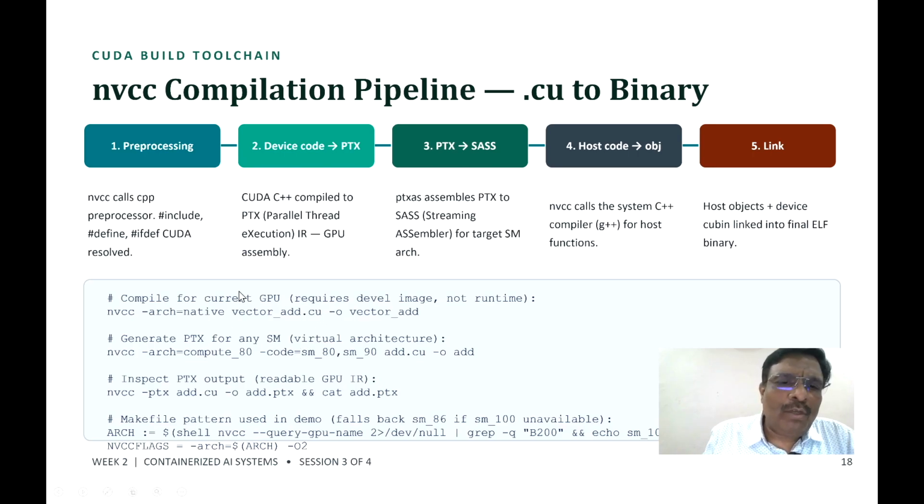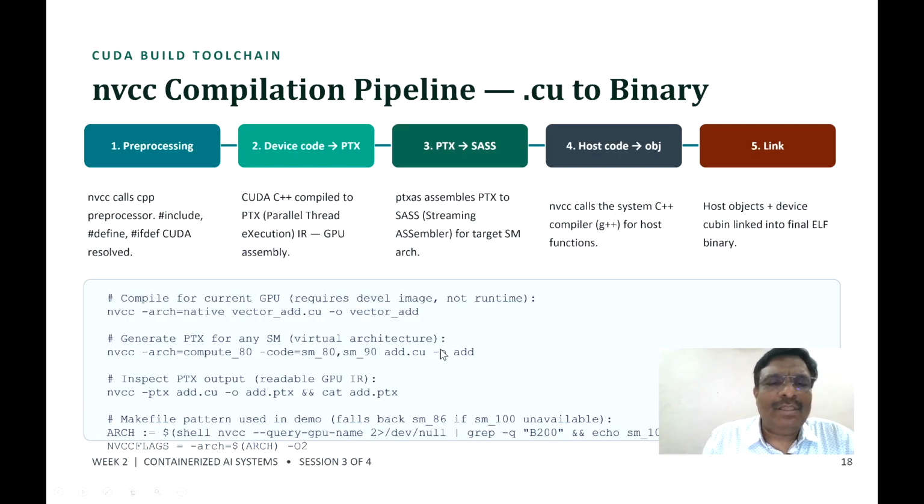vector_add.cu is my source code. That's a CUDA program, then the object, and then the executable, the same way in which we compile a GCC program, right? So we can generate the PTX for any architecture which we talk about. Here NVCC uses a compute_80 architecture, okay, and then you use the code for SM80 and SM90, any one of them.